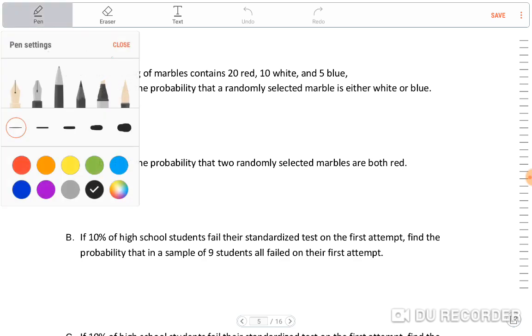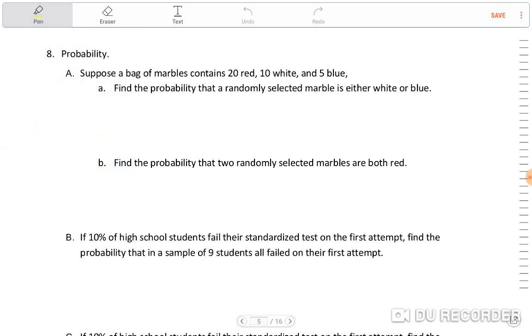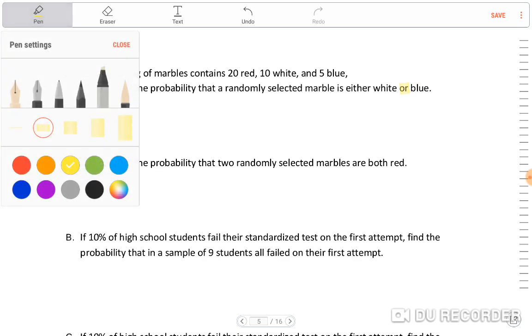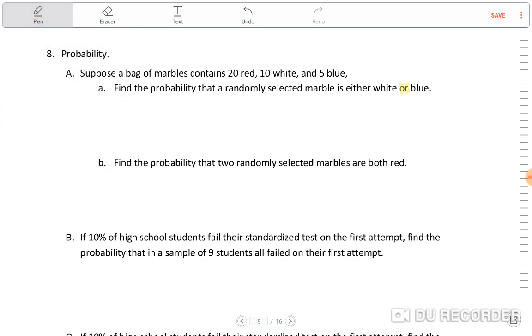Some keywords we're looking for here are white or blue. We reach into this bag and select just one marble out. So what's the probability that the one you pull out is either white or blue? First, let's figure out how many total marbles there are. 20 plus 10 plus 5 is 35 total marbles. I'm just going to write that here, 35 total.